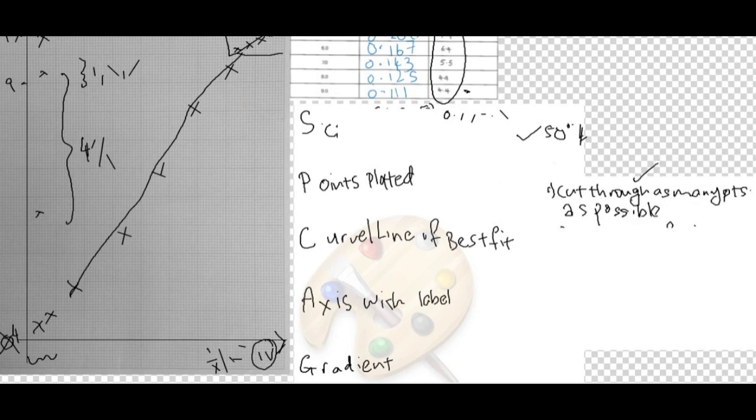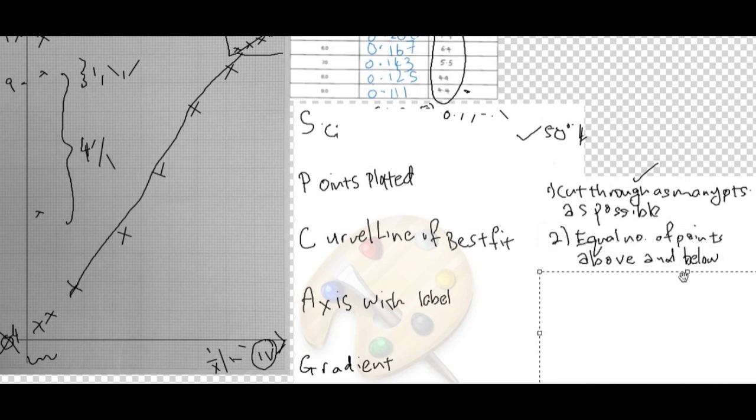The next thing, if you cannot have this happen, and in usual experimental cases this is not possible, you need to try and cut as many points as possible, and at the same time have equal amount of points above and below the line. So let's say you have 1, 2, 3, 4, 5 points only. If I'm able to cut through 3 of them, and then I have 1 point above and 1 point below, then yes, that is the best fit line.